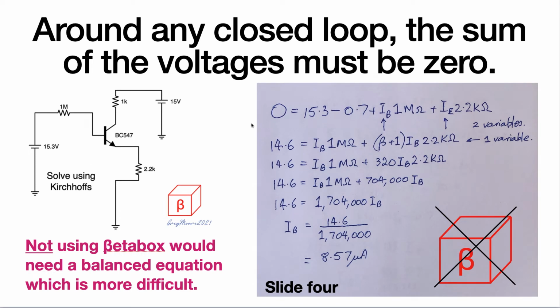Around any closed loop, the sum of the voltages must be 0. Nice Kirchhoff equation. So remembering that we have this control loop, which is 1 meg ohm, 2.2 K, and we've got a circulating current around there called the base current. And well, this resistance here has two currents going through it. It has the base current and it also has the collector current.